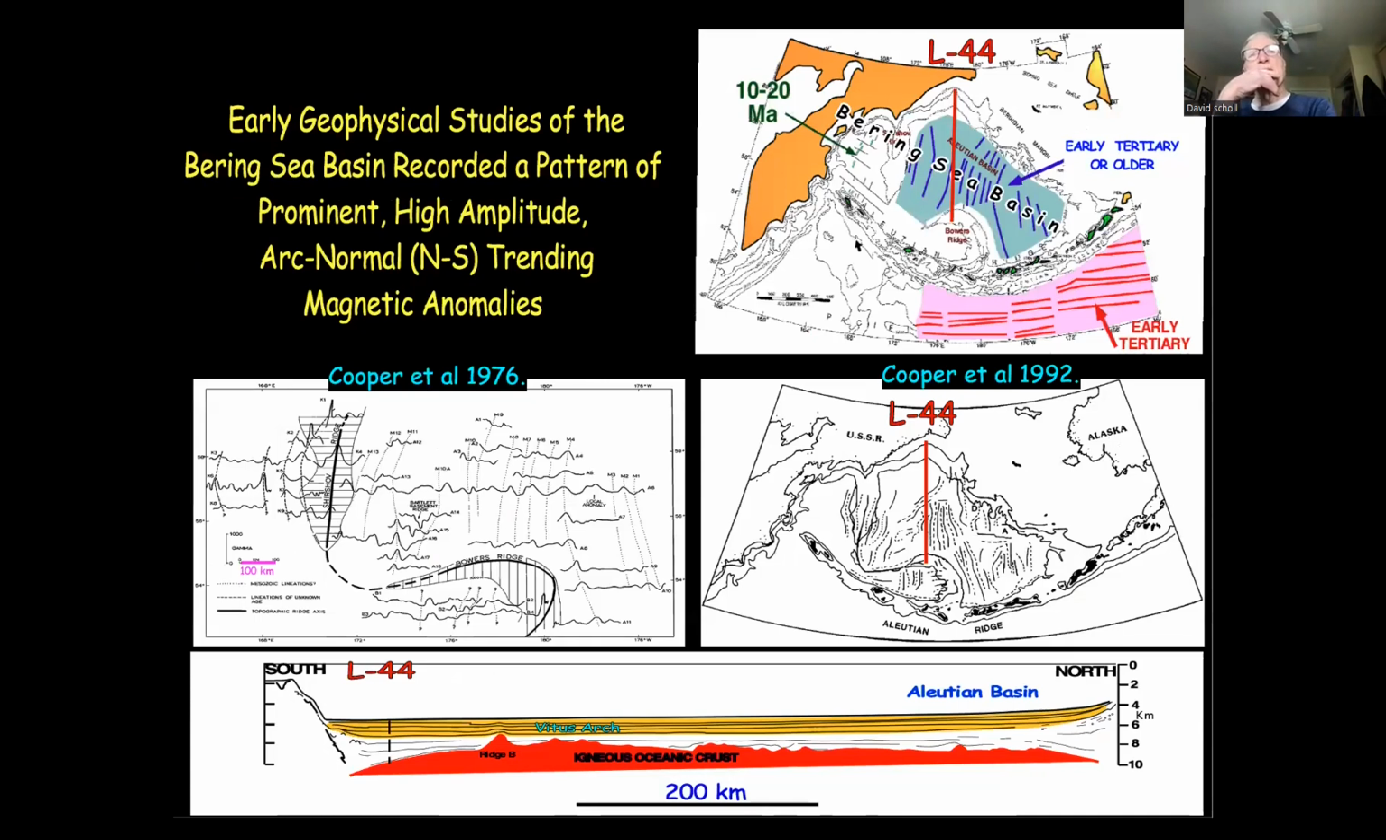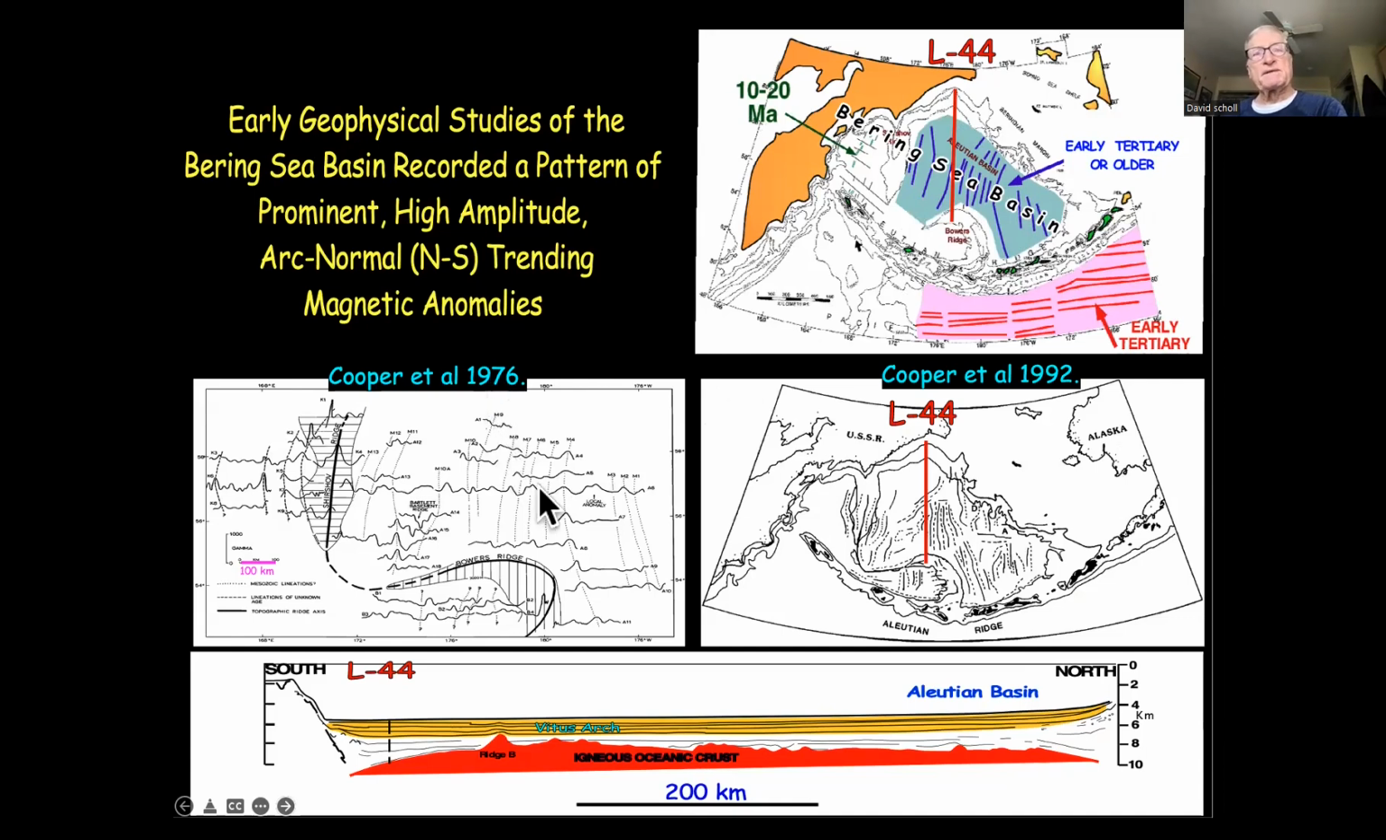At the same time, what was going on up in the Bering Sea in 1976? Early geophysical studies of the Bering Sea Basin recorded a pattern of prominent, high amplitude, arc-normal, north-south trending magnetic anomalies. This is a cartoon showing them right through here. When we were first up here, we were normally coming into Dutch Harbor, fueling and going up into the Bering Shelf. For a number of years, we were going parallel to these anomalies and did not see them. It was anti-submarine warfare ships going back and forth across them that picked up the anomaly pattern.